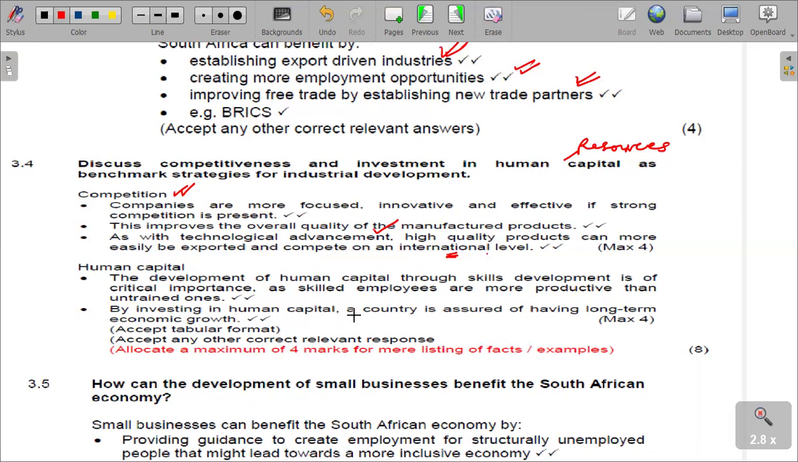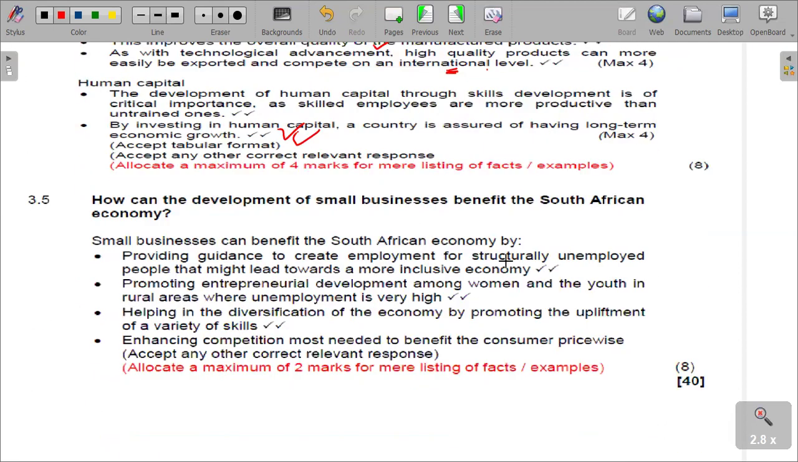That is quite understandable, because long-term economic growth can take place when our people are able to transfer their skills into the various industries and businesses, which would also help in terms of industrial development of given states. So those are good advantages or good points that we can give there.